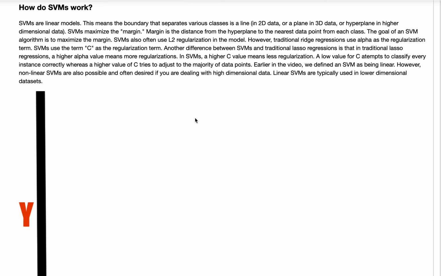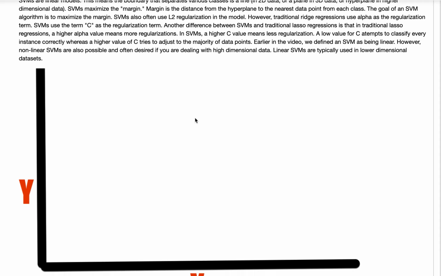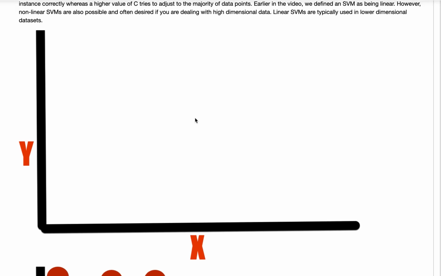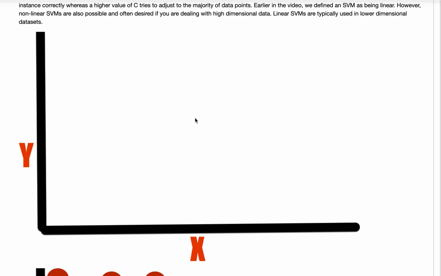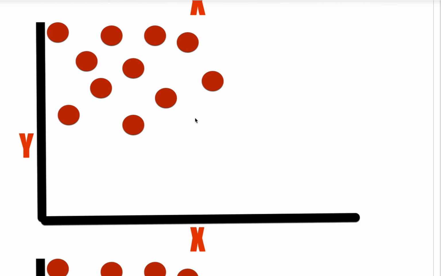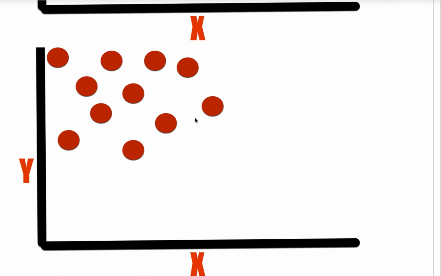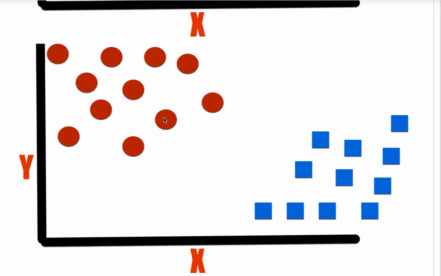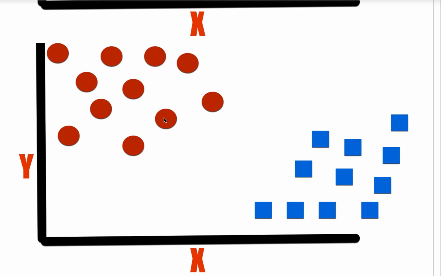Let's bring in some visuals to further enhance your understanding of how SVMs work. So imagine we have some data, we have our y-axis and our x-axis, and we begin to populate our graph with some data points. So we have red circles representing one class and blue squares representing another class. What an SVM will do applied to data like this is to find the linear decision boundary that best separates these classes and maximizes the margin.